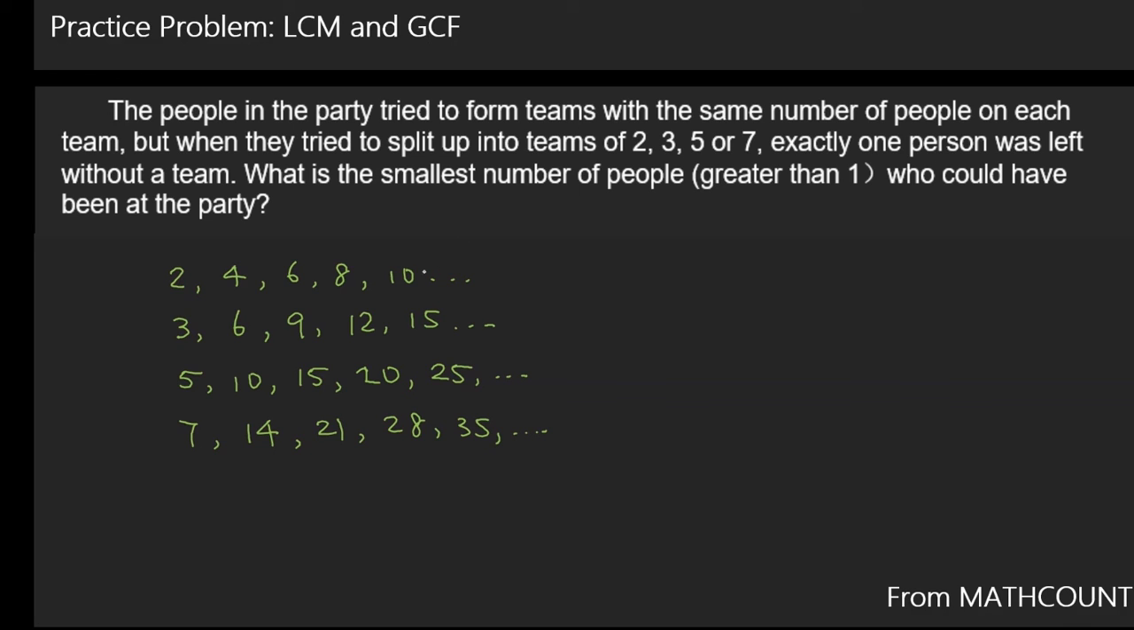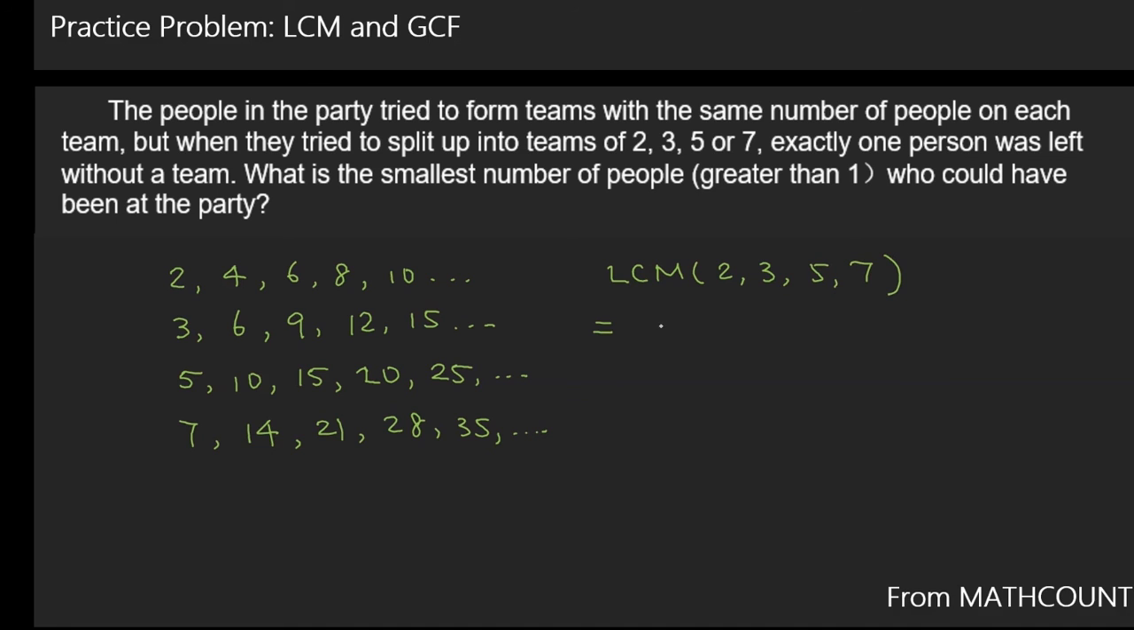So no matter how they split the team, the total number of people inside the room will always remain the same. That means each of these sequences of numbers will eventually reach the same number. And that number is the least common multiple of 2, 3, 5, and 7. So we want to find the LCM of 2, 3, 5, and 7. Now these 4 numbers are all prime numbers.